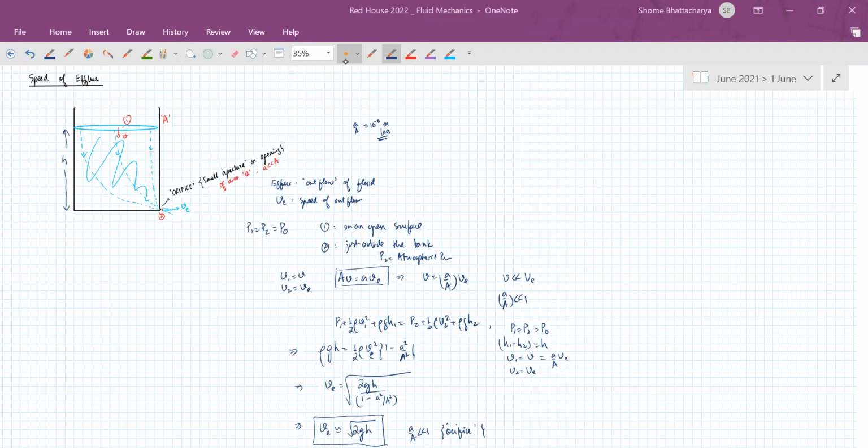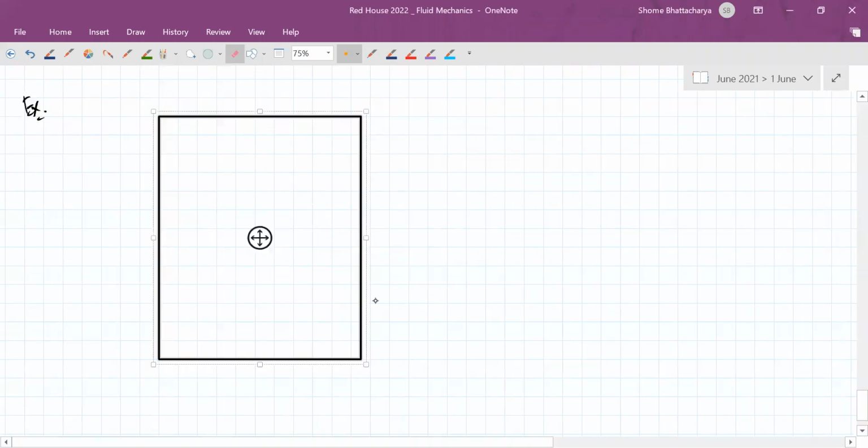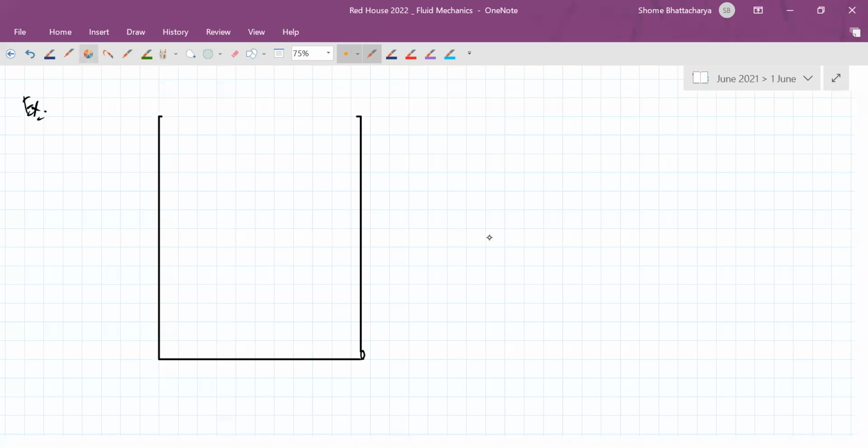Okay, we also hope this derivation is clear. Now let's look at a small variation of this type of problem. So in this, we have a tank with an orifice, but the tank is filled with a combination of two fluids which are non-miscible. So there is water up to a certain level, and above water there is floating a layer of oil.